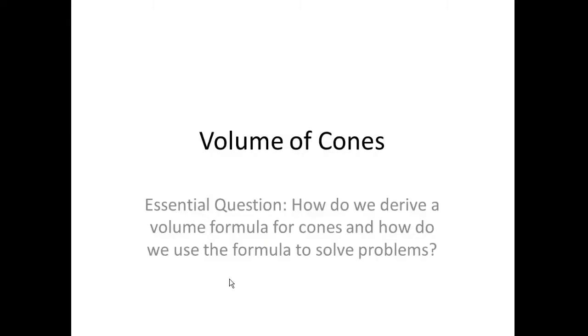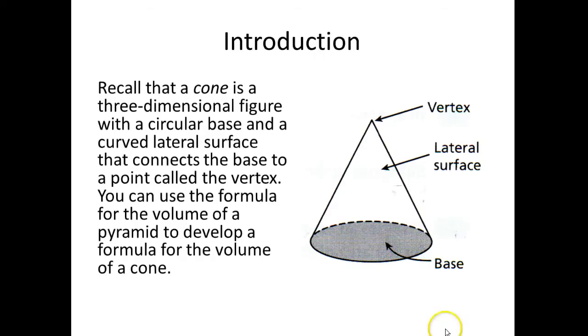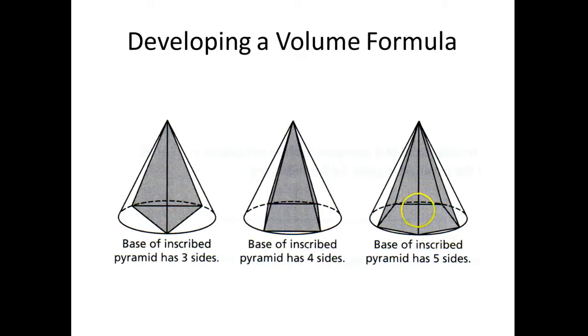In this lesson, we will address the question of how do you derive a volume formula for cones, and how do you use that formula to solve problems? Well, a cone is a three-dimensional figure with a circular base and a curved lateral surface. Lateral means side, so a side surface that connects the base to a point called the vertex. You can use the formula for the volume of a pyramid to develop a formula for the volume of a cone, which is what we're about to do now.